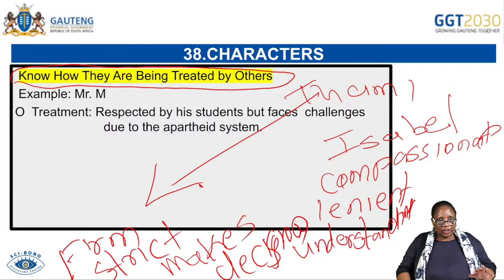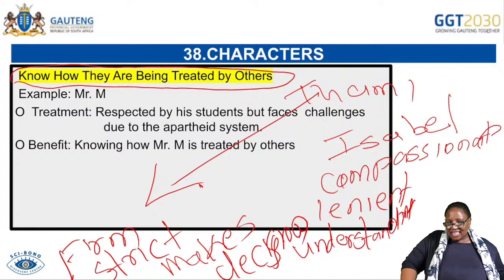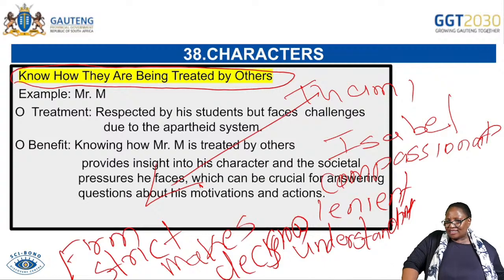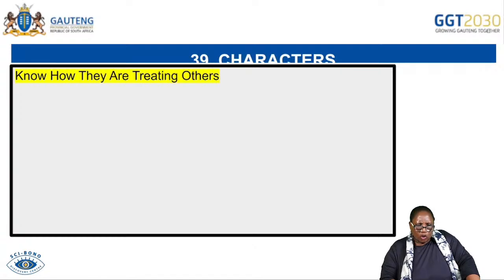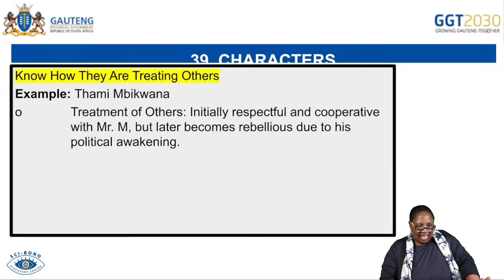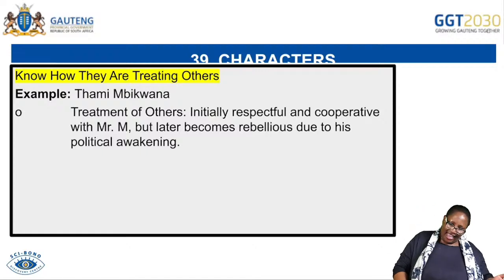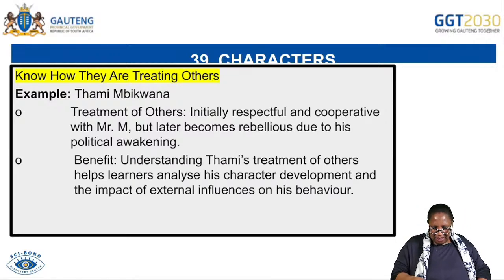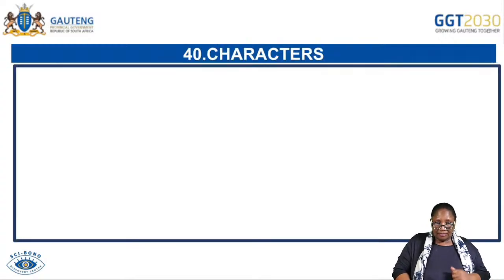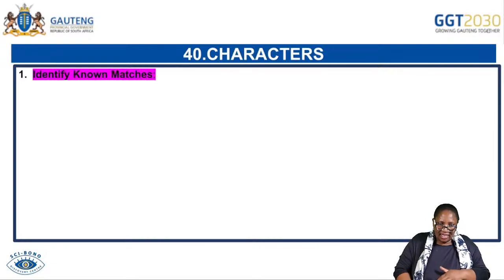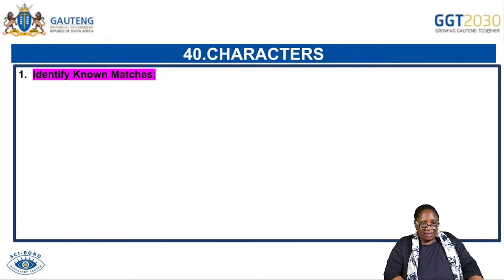So I want you to know how characters are being treated by others. Knowing how Mr. M is treated by others will provide you insight into the pressures he faced in society. And you must also know how they are treating others. I explained to you how Mr. M treats Tammy: he treats him very firmly, strictly, whilst he treats Isabel differently.